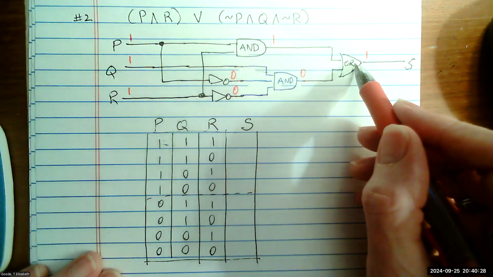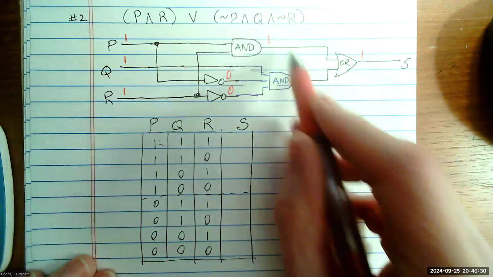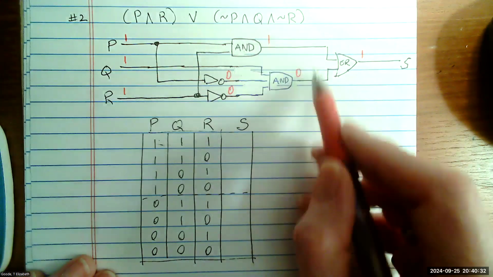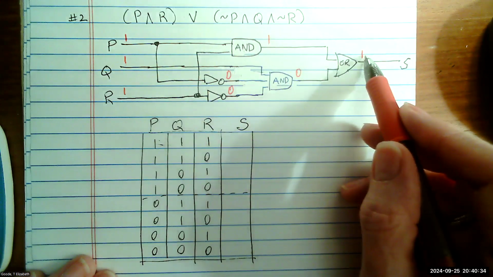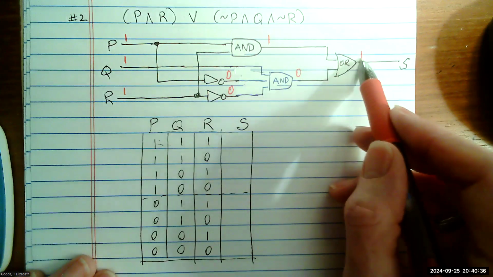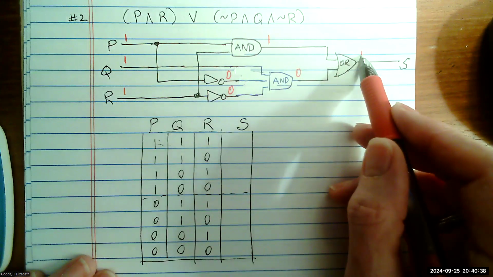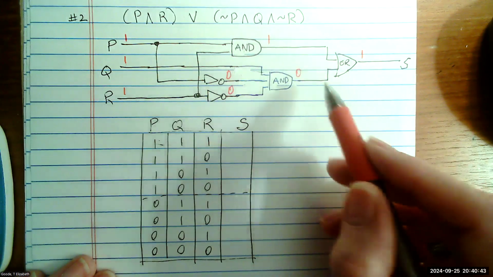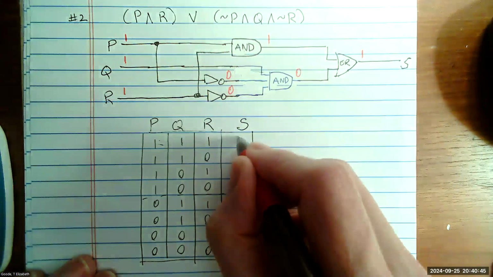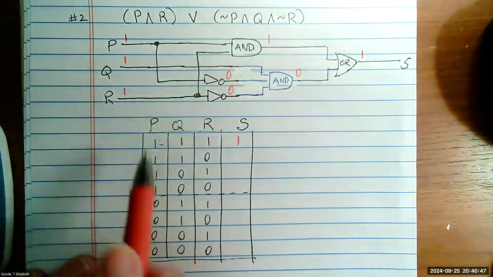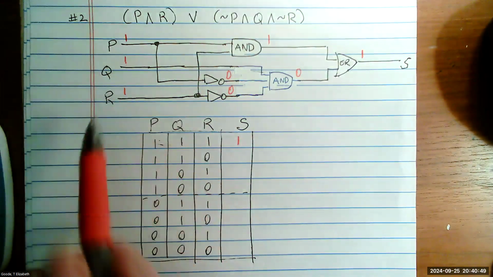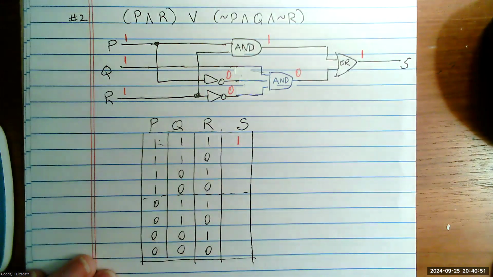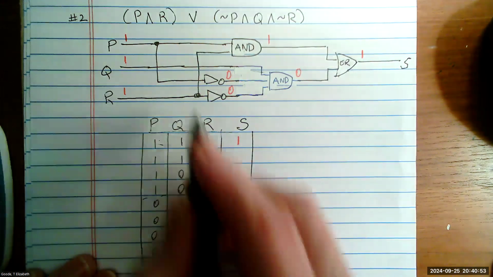The OR will output a 1 if either of the inputs is hot, or if they're both hot, you get a 1. It's the inclusive OR. The only time you get a 0 coming out of the OR gate is if both of the inputs are 0. But here we got a 1 coming in and a 0 coming in, so we get a 1 out. So that tells us there's a 1 in row 1. I'm doing that one in red, okay? All right, so now let's do row 2 in black.